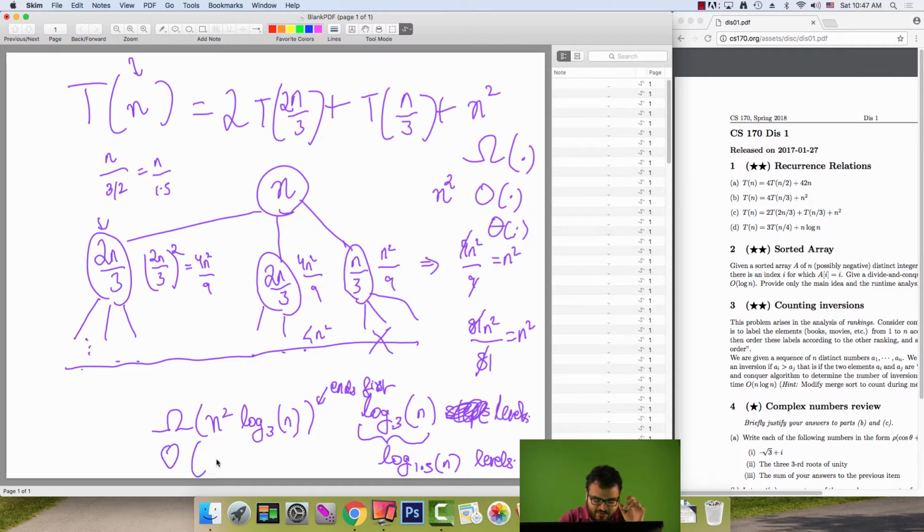So by doing that, we have n squared log base 1.5n, right? Because we have log base 1.5n levels, and we do n squared work, n squared work, n squared work until some level, and after that, less than n squared, less than n squared, less than n squared. Let's upper bound that. Now we have omega and O. And notice how they differ by a constant factor, because you can change the base of logs by multiplying by a constant factor. So this results in theta n squared log n.